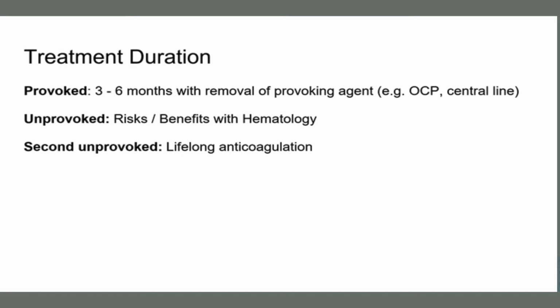Treatment duration is a bit of a moving target. Usually a provoked DVT or PE is treated with 3 to 6 months of anticoagulation if the provoking agent can be removed. So if a patient was on birth control or had a PICC line and had a clot at the site of a PICC line, you would treat for 3 to 6 months, and that would be the end of it. If it was unprovoked or otherwise concerning clot, a lot of times we just discuss the risks and benefits with the hematology consult. If there are 2 unprovoked clots, we almost always treat with lifelong anticoagulation.